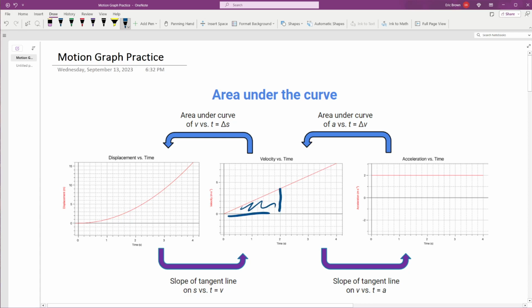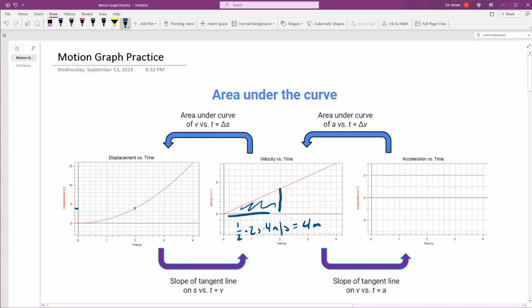For example, the area of this here triangle is a half times 2 seconds times 4 meters per second, which gives me 4 meters, which tells me that the change in displacement from 0 seconds to 2 seconds is 4 meters, which it sure looks like over here. That's what it works out to be. Okay, so area under the curve will take you from velocity versus time to displacement versus time.